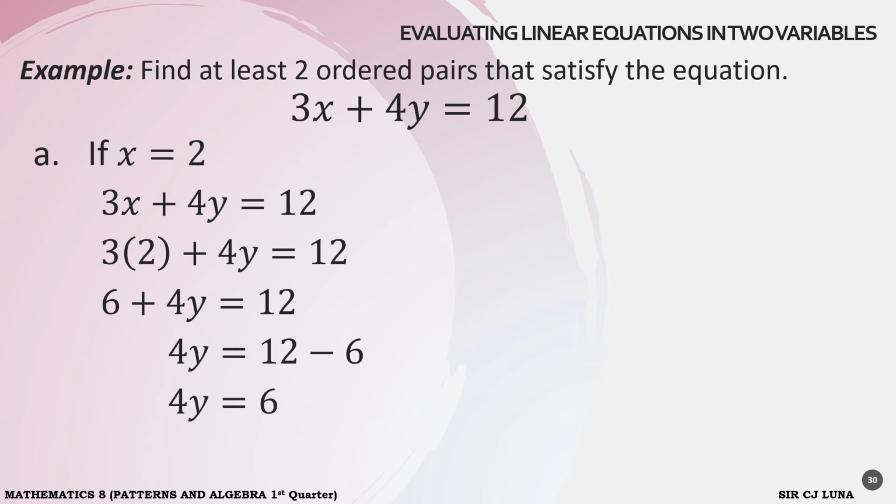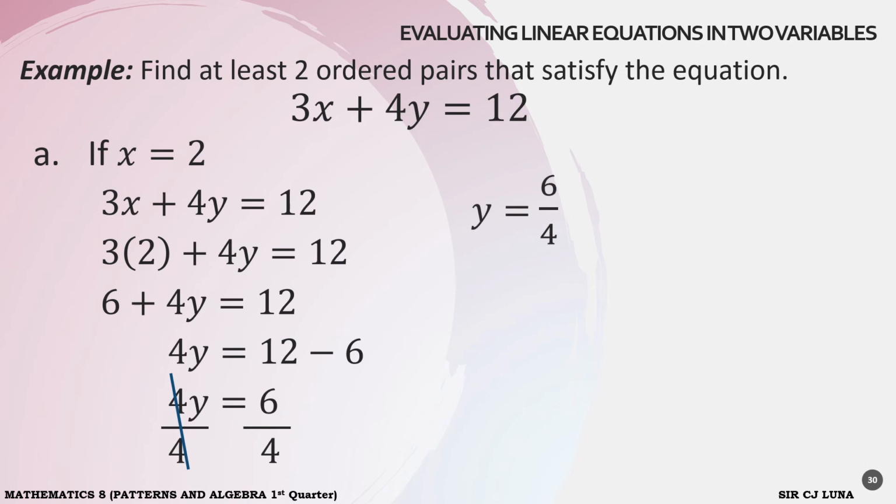Our variable y has a coefficient of 4. It should only be 1. So, paano tatanggalin yung 4 dun sa y? Kailangan maging y na lang yun. Okay, correct. We will divide both sides by 4 for us to cancel 4, or it will become 1y or simply y. So, we now have y is equal to 6 over 4.